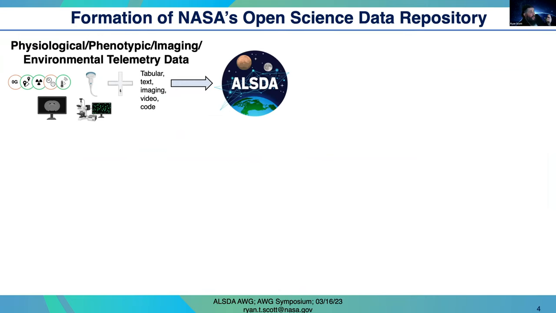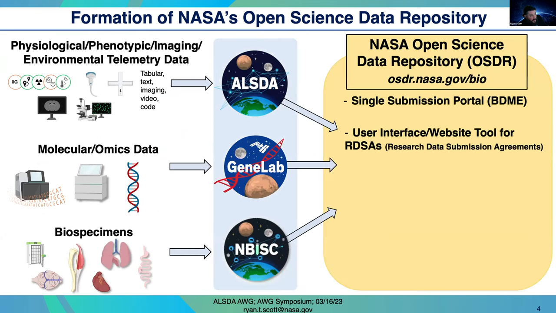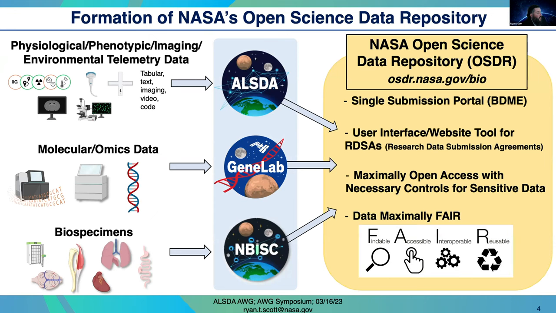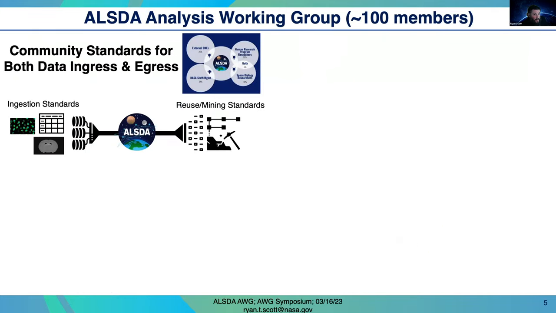Just a recap on what is OSDR. It's really the combination of these three different groupings forming the OSDR, which now has the single submission portal. We have the user interface. Data are maximally open access, although there are necessary controls for sensitive data, and data are maximally FAIR. And so what has the ALSDA AWG been largely focused on? Because this is a new chapter of data types that we're curating and making available to the public, the AWG has played an unbelievably critical role helping to standardize the ingress of data, as well as the egress of data outside of OSDR.